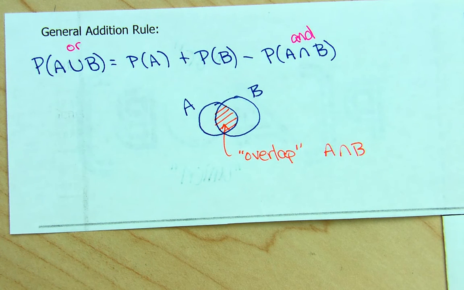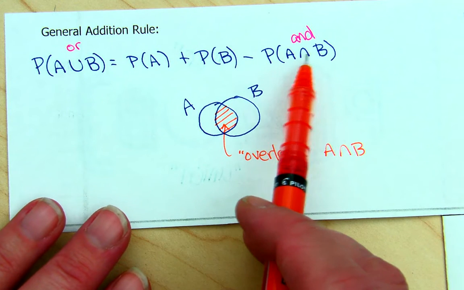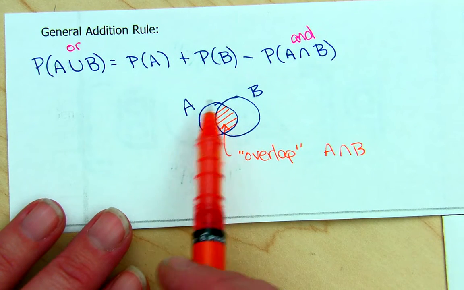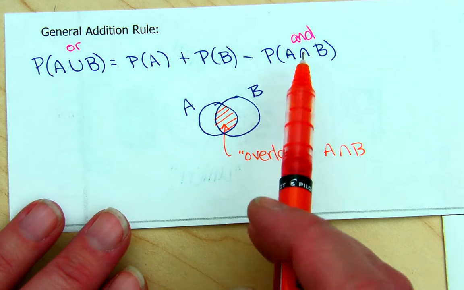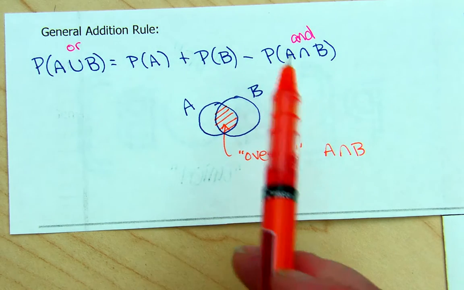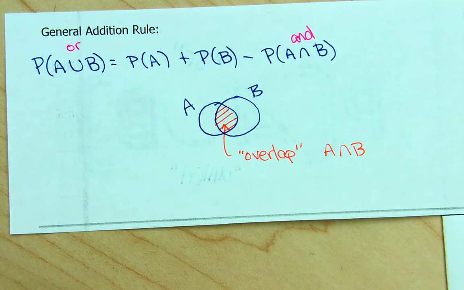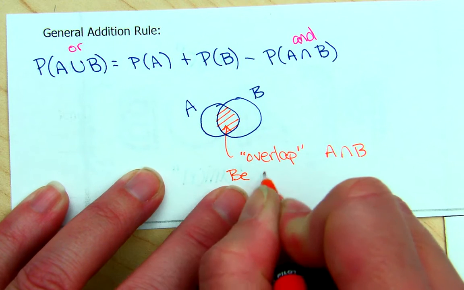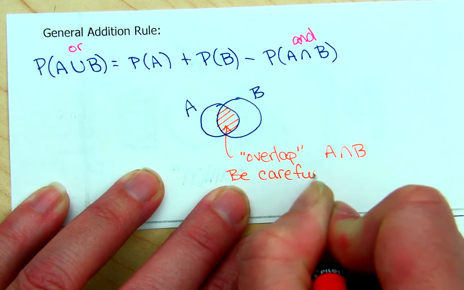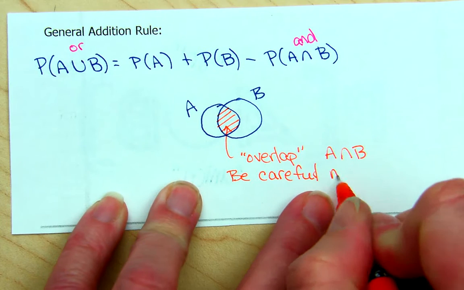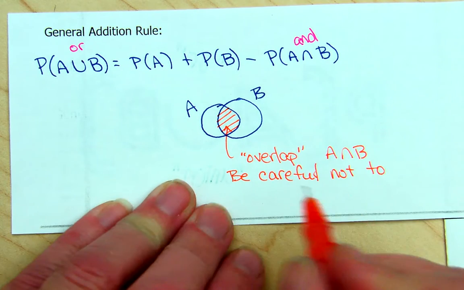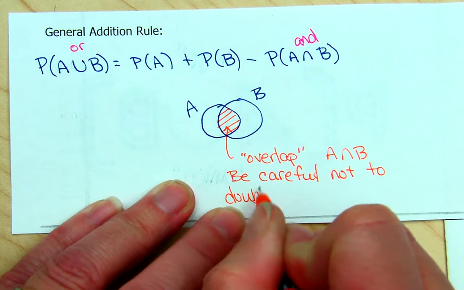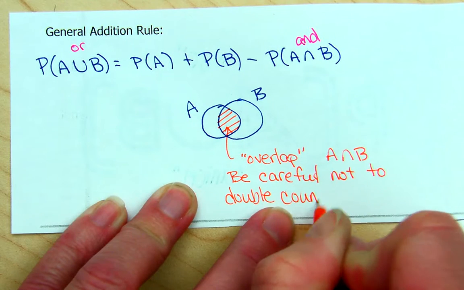We will talk about that, but not yet. This part of the formula is saying we've counted that part in A and we've counted it in B, so we don't want to count it twice. So we subtract it out here so it doesn't get counted twice. So be careful not to double count the overlap.